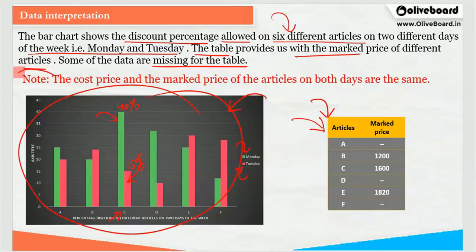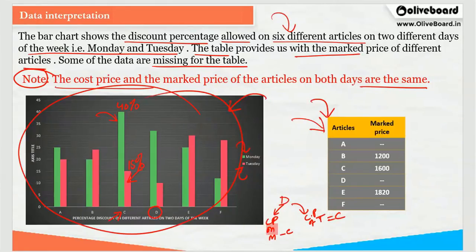Also, a note has been provided. The cost price and the mark price of the article on both the days are the same. By this I mean that, for example, if I take article D, and if article D has a cost price of rupees 100 on Monday, then the cost price of D on Tuesday will also be 100. So for any article, if the cost price on Monday is C, then the cost price on Tuesday is also C. And if the mark price of article D on Monday is M, then the mark price of article D on Tuesday is also M.